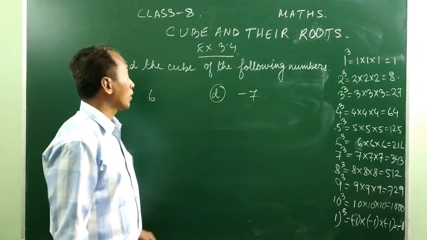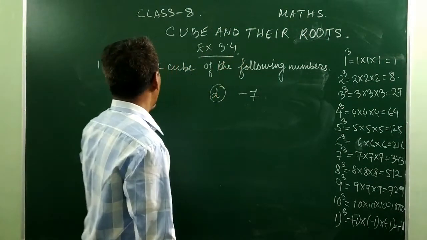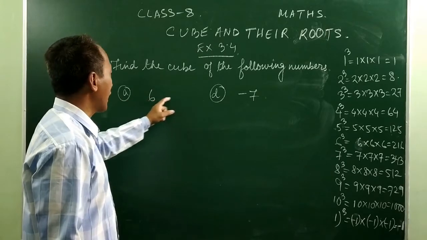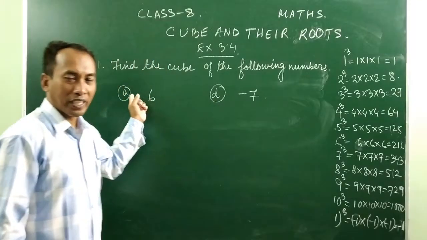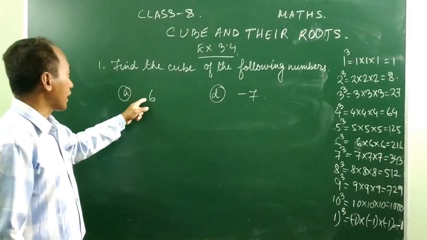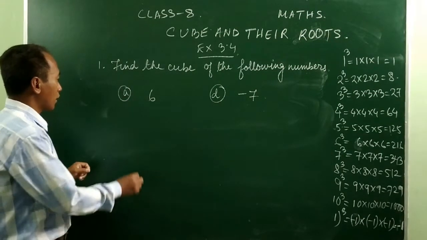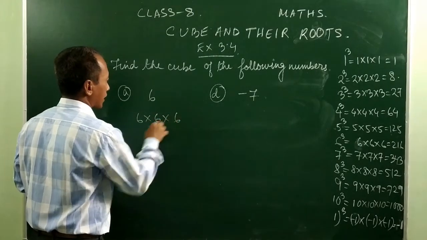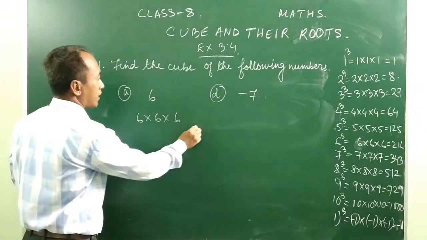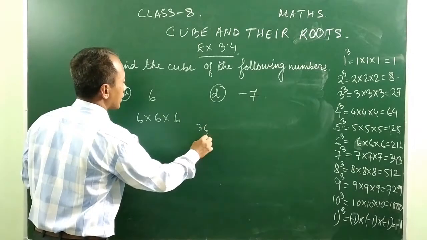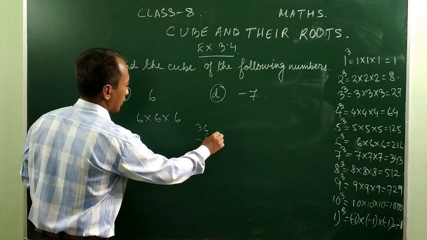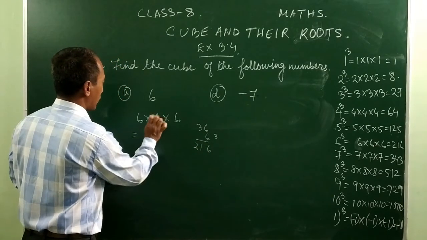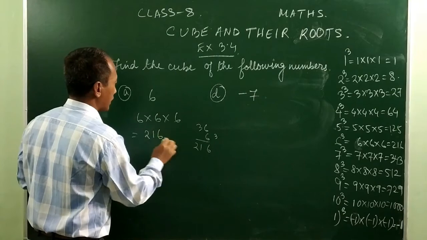So students, now let us do exercise 3.4. Number 1, find the cube of the following numbers. A is 6 and B is -7. I am taking some examples. Here A is 6. We have to find the cube of 6. So the cube of 6 is 6 into 6 into 6. 6 sixes are 36. 36 into 6 is 216. So the cube of 6 is 216.